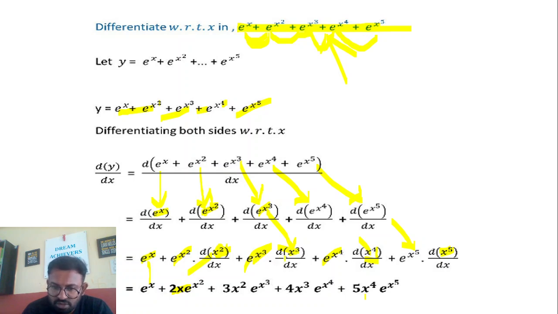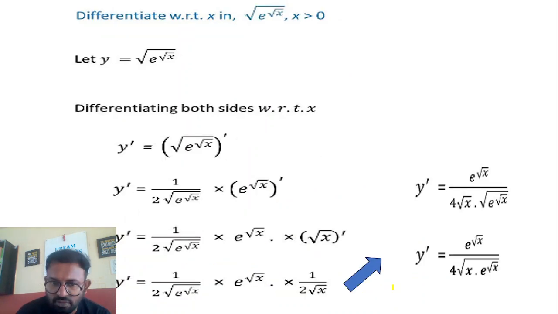X cube differentiation is 3x square. X to the power of 4 differentiation is 4x cube. X to the power of 5 differentiation is 5x to the power of 4. Clear? Same terms will be there here: e power x square, e power x cube, e power x to the power of 4, e power x to the power of 5. Okay? Got it? This is the way to solve this type of problem. Simple, no need to get confused here. They have given it in a simpler way.